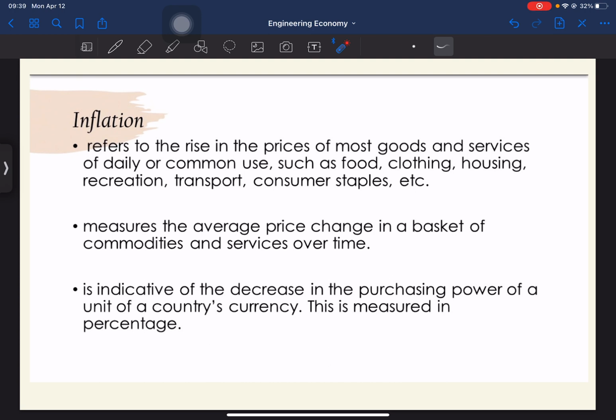Okay, so, inflation. Tapos na tayo kasi sa interests. Okay, yung simple and the introduction for compound interest. Now we have inflation. Medyo siningit lang natin to. So, inflation refers to the rise in the prices of most goods and services of daily or common use such as food, clothing, housing, recreation, transport, consumer staples, etc.